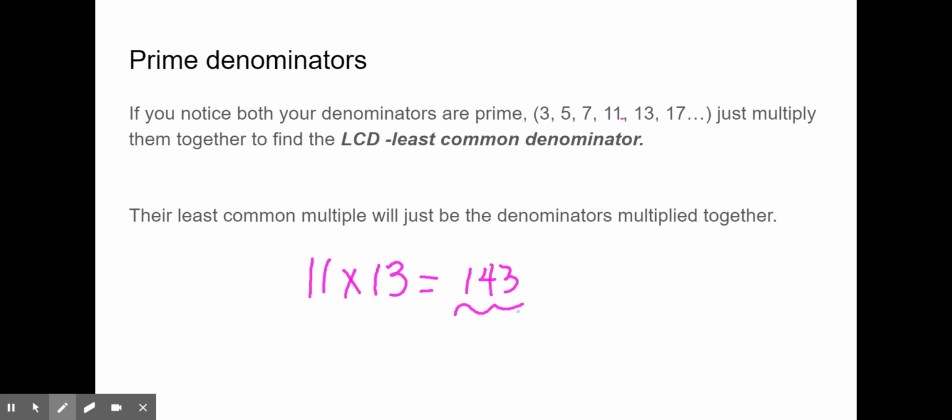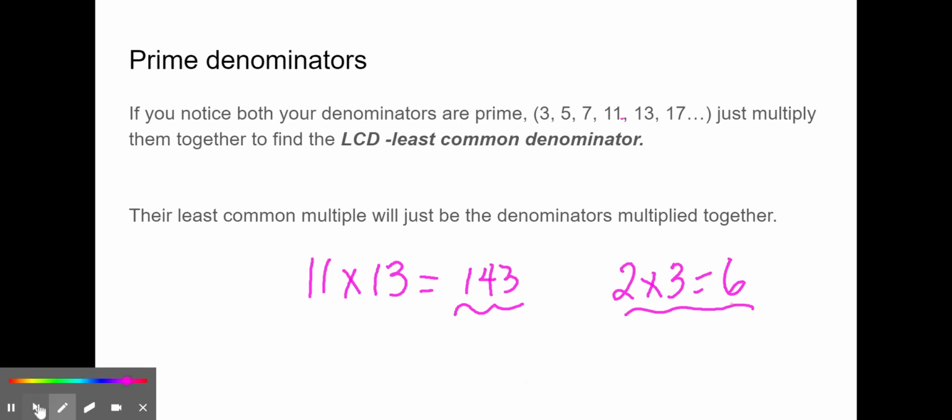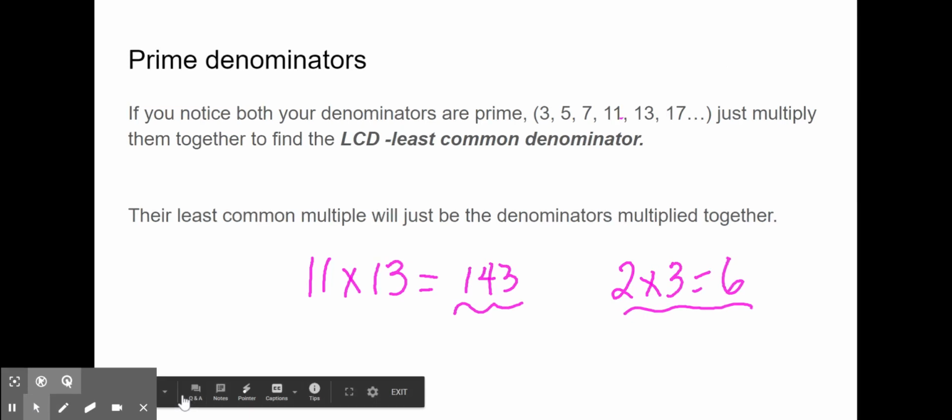Yes, you're going to see denominators that are large. You will see them. And you work with them just the same way as if you had 2 times 3 and your denominator is 6. So don't worry about large denominators.